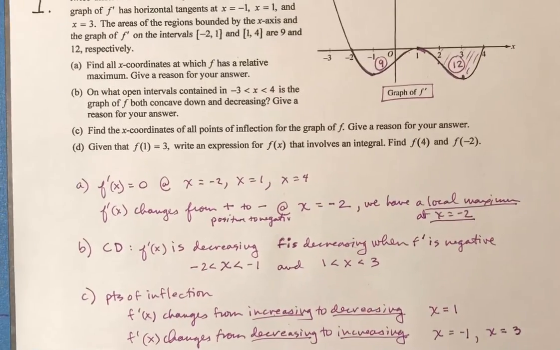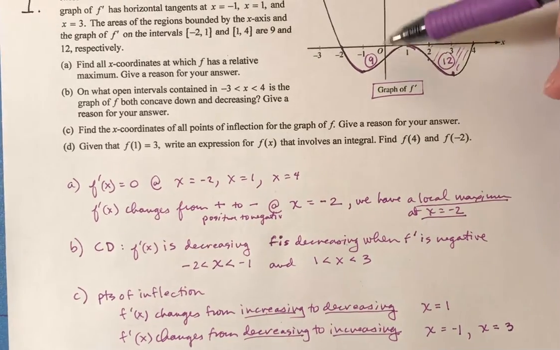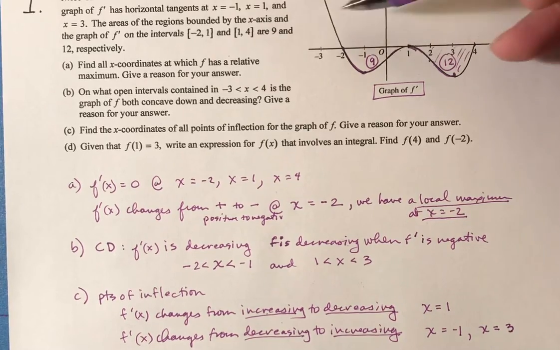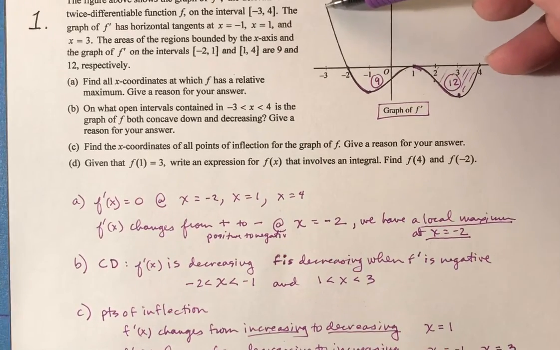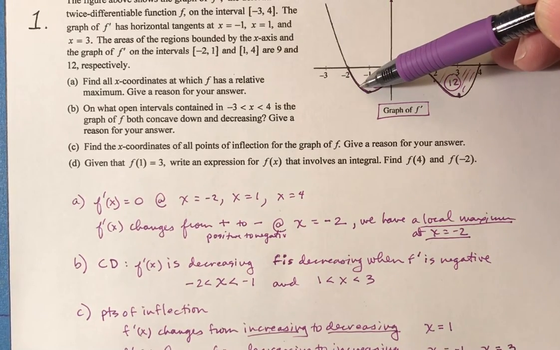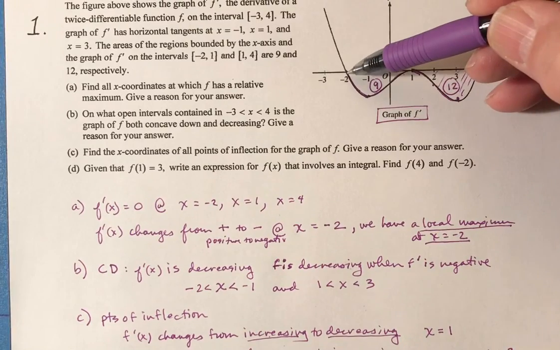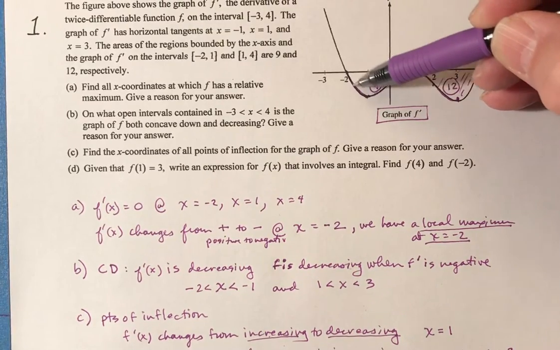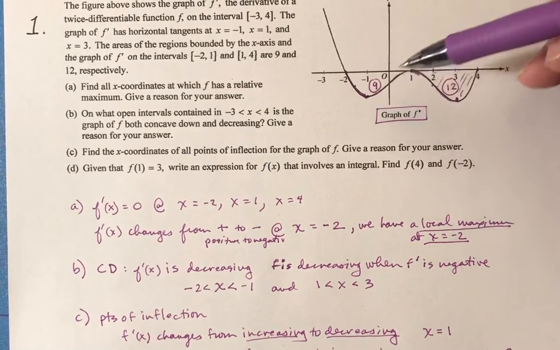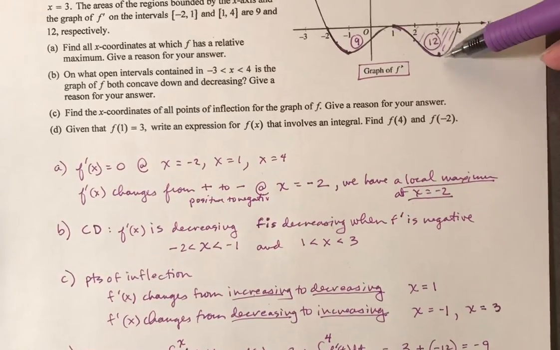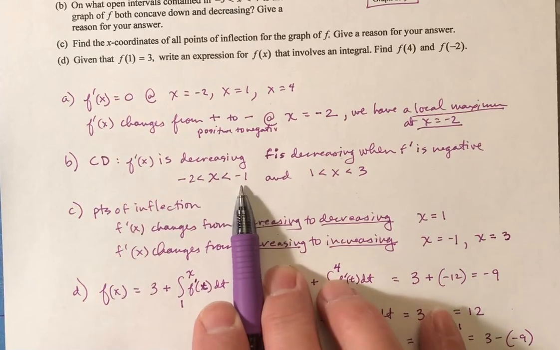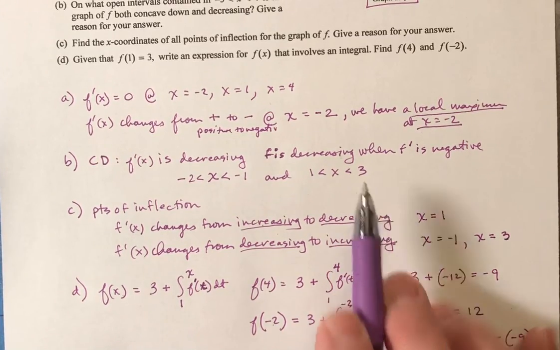So what we have to do is analyze this graph, and we want to find out when this graph is decreasing and when it is negative. Now it's decreasing here, all the way here, but here it's positive, it's only negative down here. So what I'm looking for is from -2 to -1. F prime is negative and it's decreasing, and also from 1 to 3. So we have two intervals, from -2 to -1 and from 1 to 3.